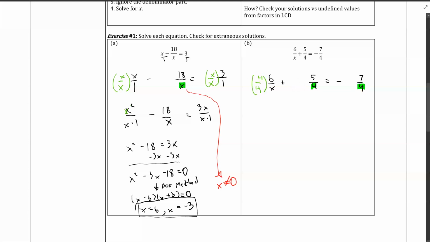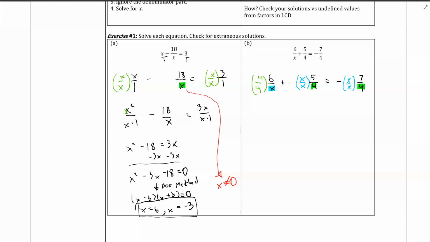And then the second fraction is missing an x. And so we need to multiply the second fraction by x over x. Not only that, but the third fraction is also missing an x. So we'll multiply the third fraction by x over x. And so note that all 4 denominators are now 4x.